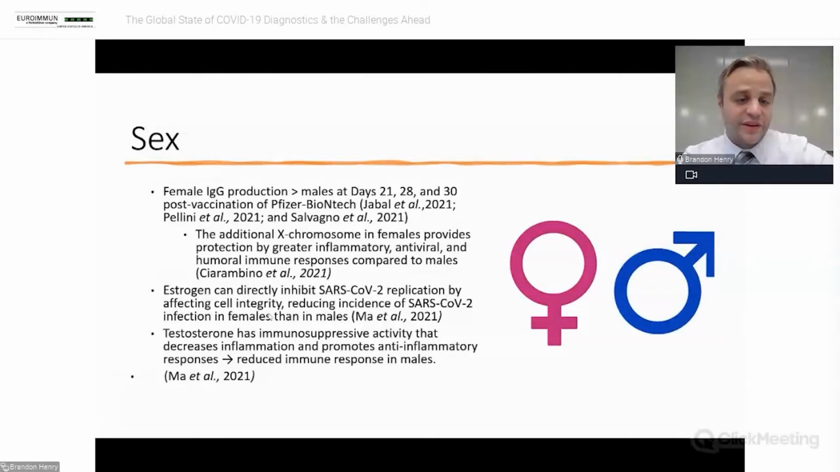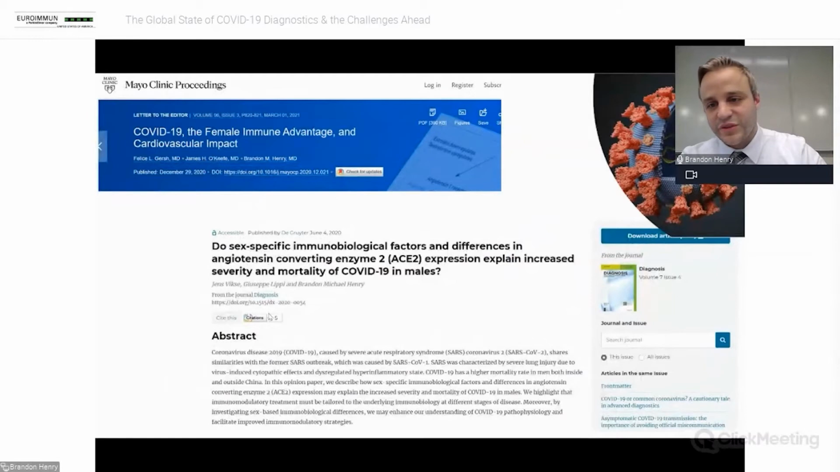Estrogen also directly modifies immune response and inhibits SARS-CoV-2 replication by affecting cell integrity, often reducing the severity, I should say, of SARS-CoV-2 infection in females. And testosterone overall has an immunosuppressive effect. And we talked about this in a little more detail. I put these studies on here, these reports that we wrote.